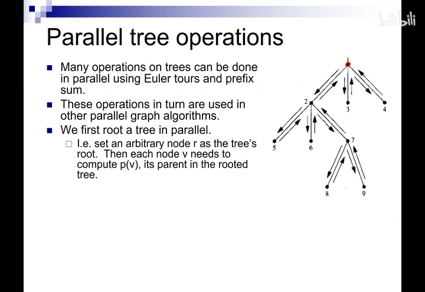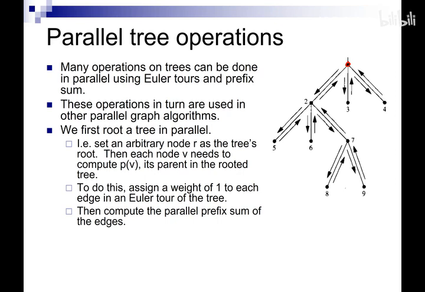This is what we want to do. We're given a tree, and we can pick an arbitrary root, but once you pick that root, this determines all of these parent-child relationships. And so we want each node to be able to compute who its parent is.